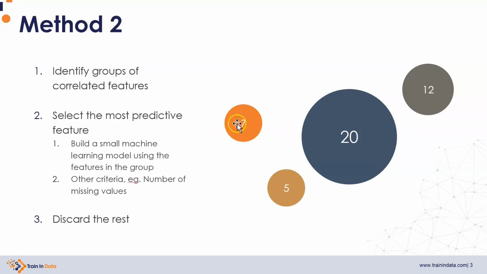How can we select the best predictive feature? It's up to us. One way is to build a small machine learning model utilizing, for example, these 7 features, determine the importance of these features to predict the target, retain the feature with the highest importance, and eliminate the rest. An alternative criteria would be, for example, to examine the number of missing values of these features and keep the feature with the least number of missing values.